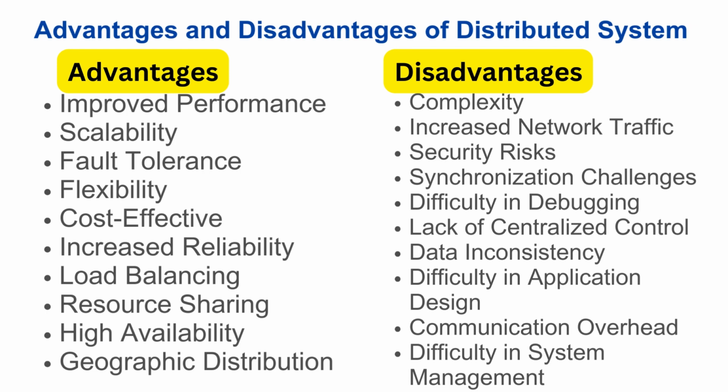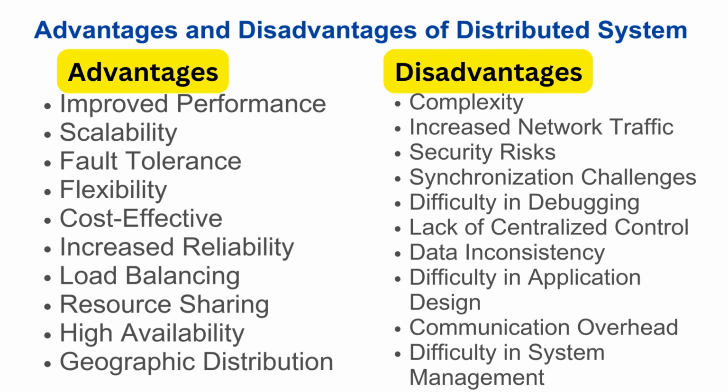And then we get the enhanced reliability. Distributed systems can provide reliable services by replicating data and services across multiple nodes. For example, a distributed file system can store multiple copies of files on different machines, so it reduces the risk of data loss.